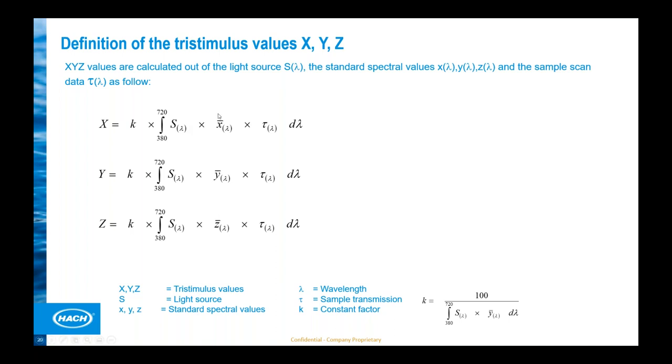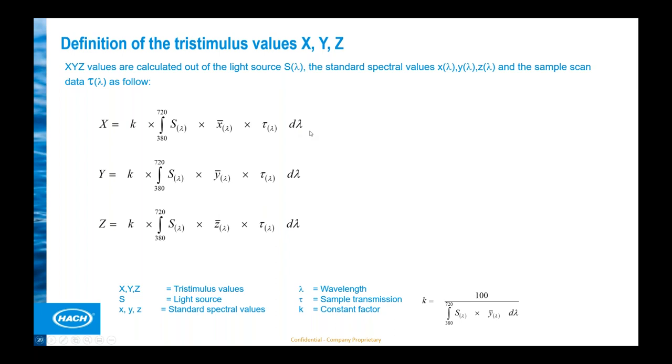Then you find the sensitivity of the human eye, which is defined here for red. Reddish is X, greenish is Y, and blue is Z. And then the transmission of the measured sample, and the step height of the instrument.